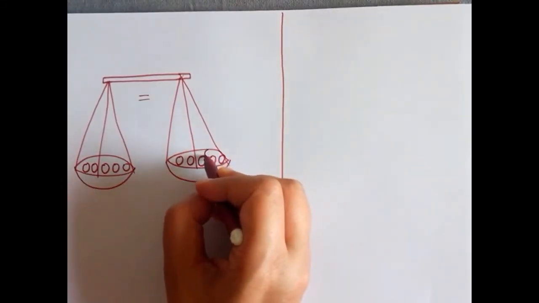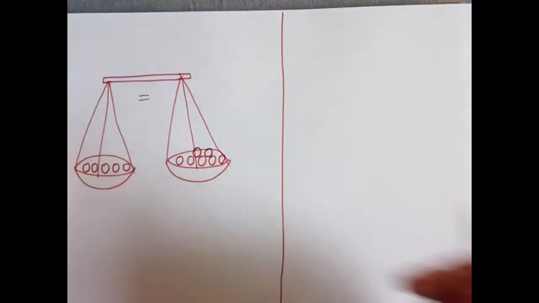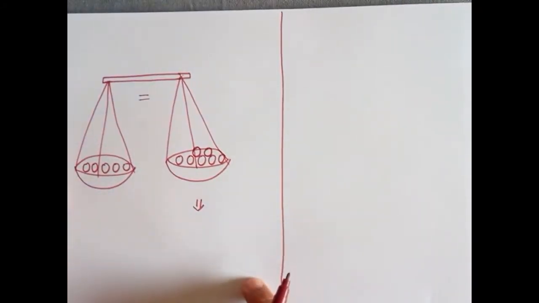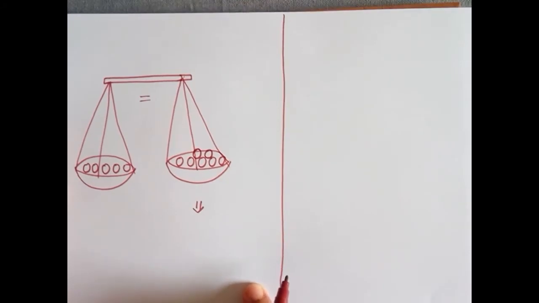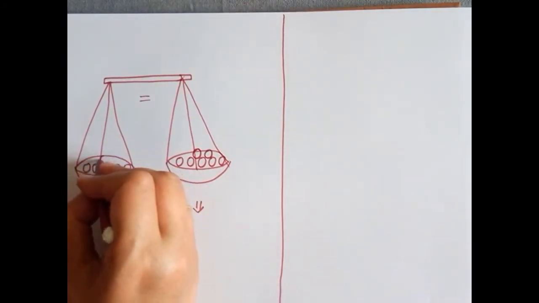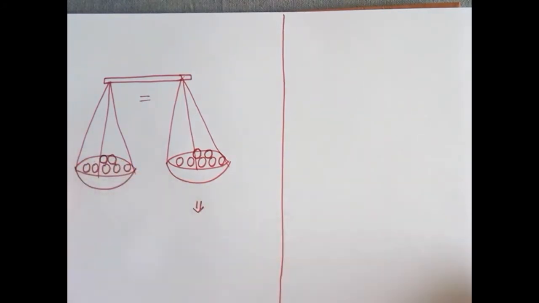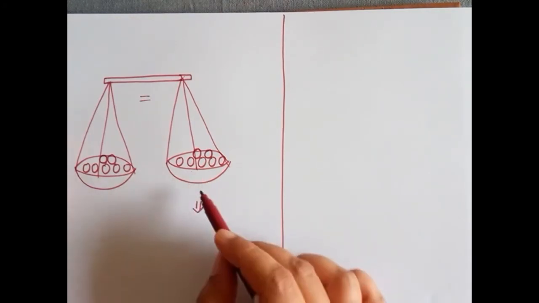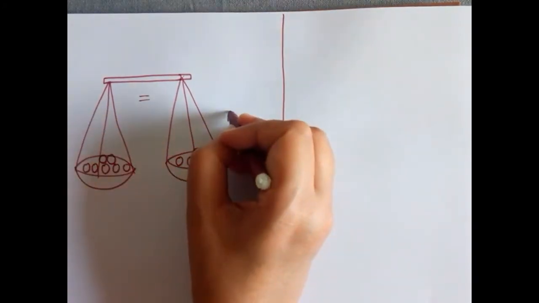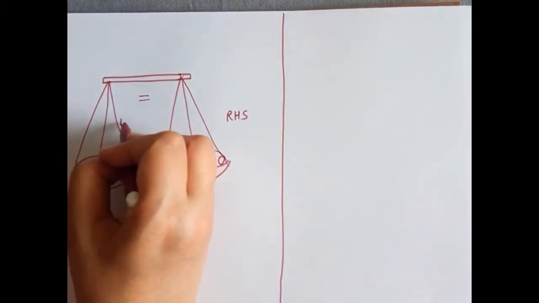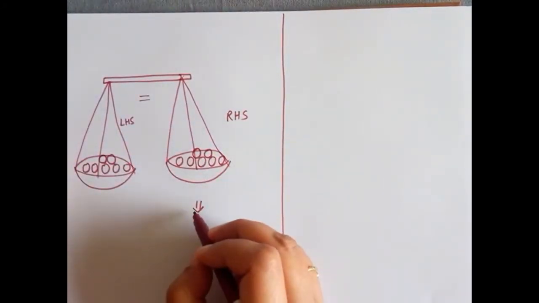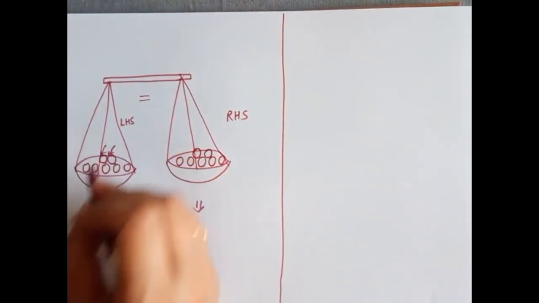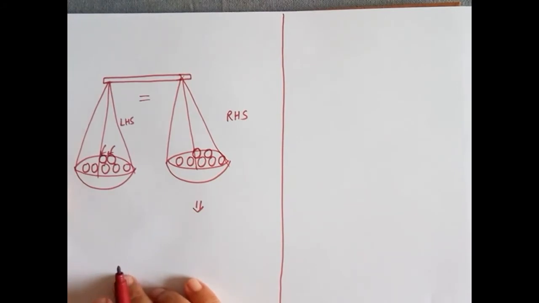Now suppose I add 2 more pebbles here, then obviously this will be slightly tilted towards this right hand side. To make it perfectly balanced again, we have to add 2 pebbles here also. You can imagine, if you add 2 pebbles here, it will be slightly unbalanced and tilted towards the right hand side. This is RHS and this is LHS. Now it will be tilted towards the right hand side. To make it balanced, we have to add 2 more pebbles here. Again it will be perfectly balanced.